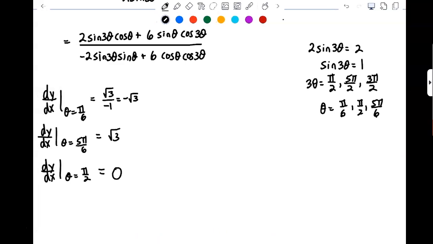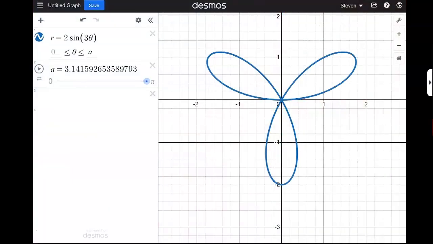So if we go back to the graph here, at our first tip, it has a slope of negative square root of 3 at that tip, positive square root of 3 at that tip, and a flat horizontal tangent line of 0 at that tip. And that's what we found here using our formula.